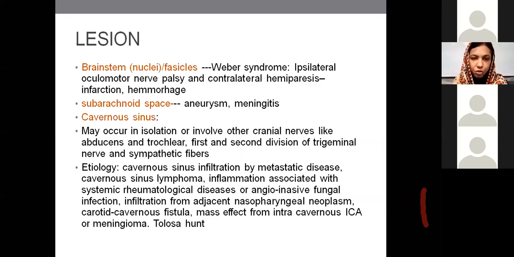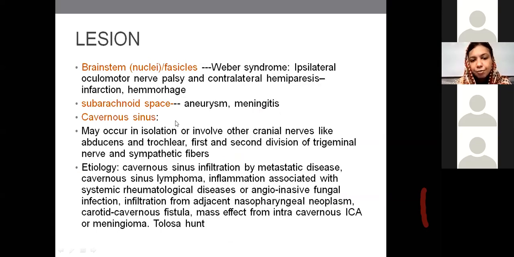So the lesions starting from the brainstem, right? Brainstem, which is the midbrain. It's the Weber syndrome. Weber syndrome kya hota hai? Ipsilateral oculomotor nerve palsy and contralateral hemiplegia. So when you are having a stroke at the midbrain, or you are having a hemorrhage at the midbrain, then you can have the Weber syndrome, in which you are having ipsilateral oculomotor nerve palsy and contralateral hemiplegia.